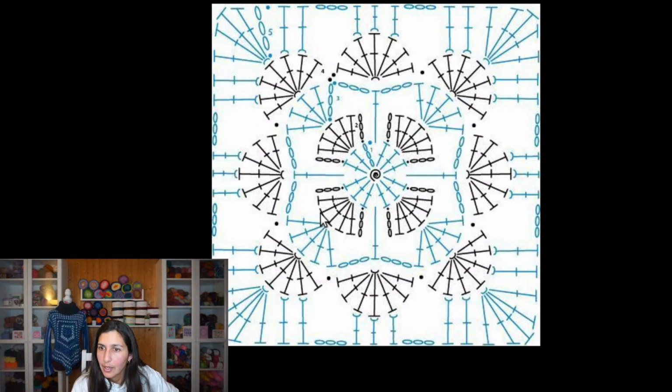I lost the chat. Is there an extended double crochet from previous rows? No, I've never done that before. I'm glad I can show you new things.